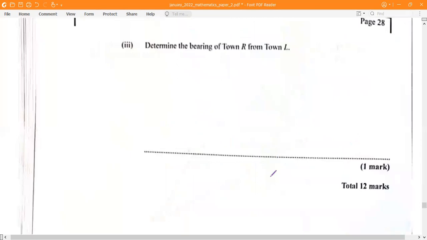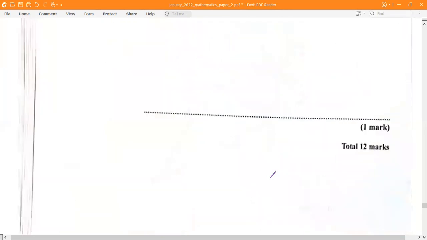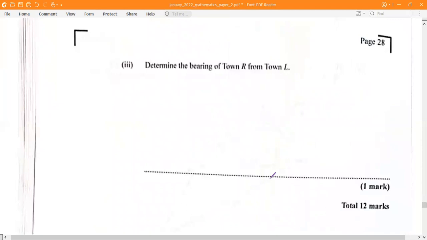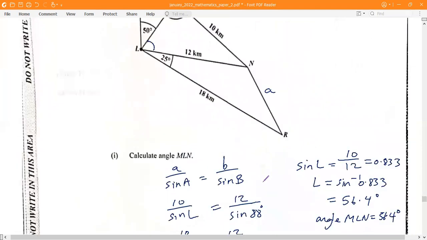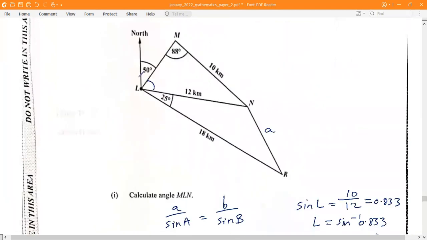Next question. The bearing of town R from town L. So town L, the bearing of town R from town L is this full angle here, measured from the north direction in a clockwise direction.